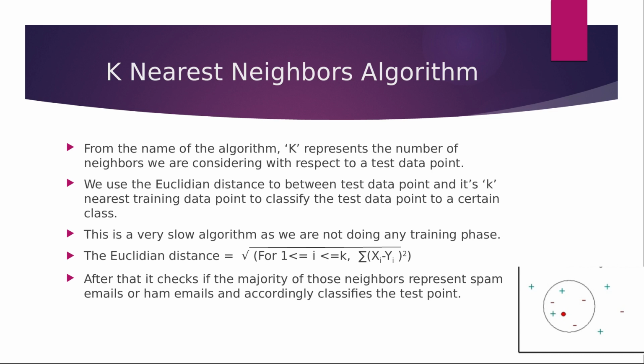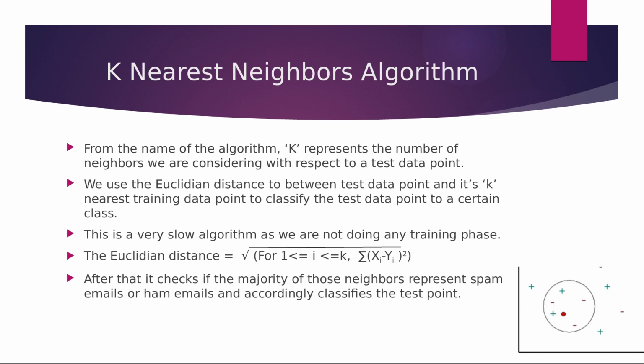This algorithm is very slow as we are not doing any training phase, and for different values of k we compute distance to each of the other training data points. Once we have our k nearest neighbors, we check if the majority of these neighbors represent spam emails or ham emails, and accordingly we classify the test data point.